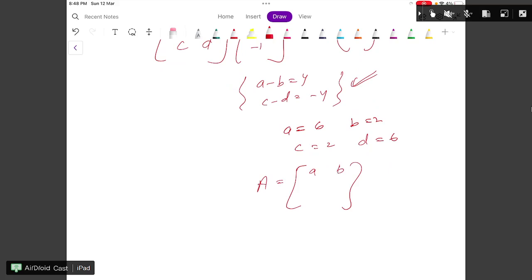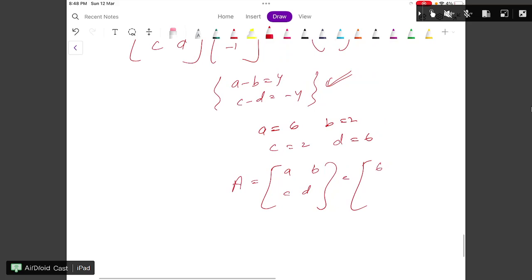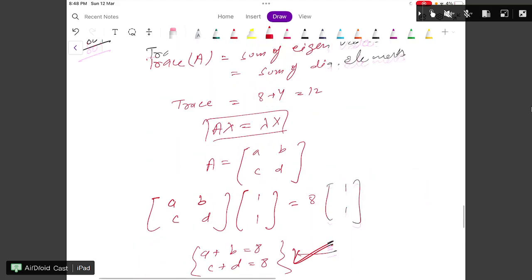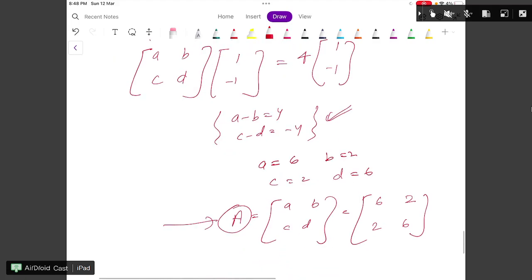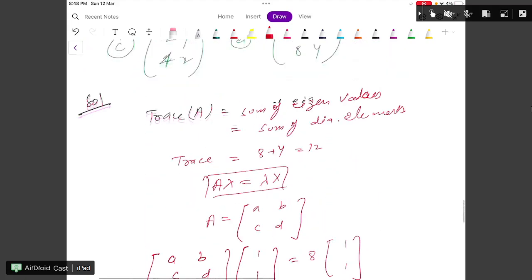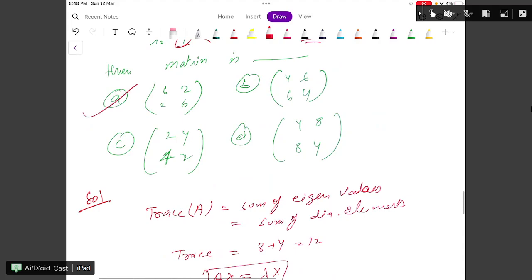So a b c d. Just substitute the a b c d values. A value is 6, b value is 2, c value is 2, d value is 6. This is how you get the matrix A. So the answer for the given matrix is how much? 6 2 2 6. The option A is the correct answer.